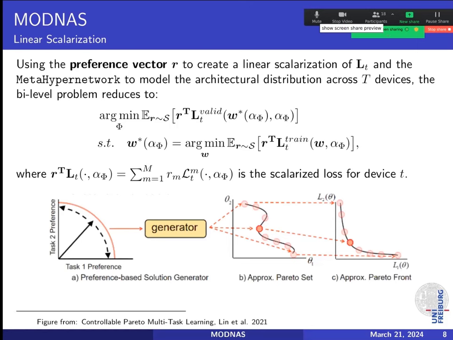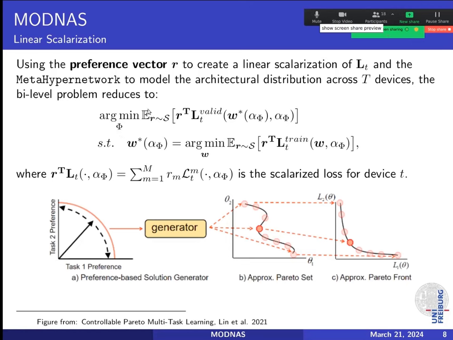So how does this look now? How does the bi-level problem that we defined before change by introducing these preference vectors? That's pretty simple, you just multiply. You still want to minimize your architectural parameters, but now those are parameterized by the hypernet. So now we want to minimize with respect to phi, which are the hypernet parameters.